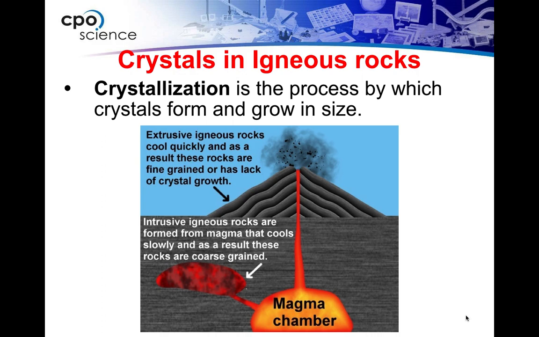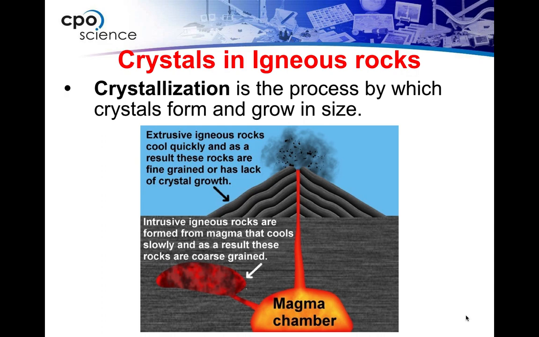Now, one of the things we talk about when we talk about igneous rocks is crystal size. Crystal size is really important when it comes to igneous rocks. Crystallization is the process by which crystals form and grow in size. Just like if you've ever made rock candy before and you get sugar crystals to grow, the same sort of scientific principle will actually form igneous rocks. Now, depending upon where those pockets of magma or lava cool and harden will give us igneous rocks that look different. So here are our two categories.